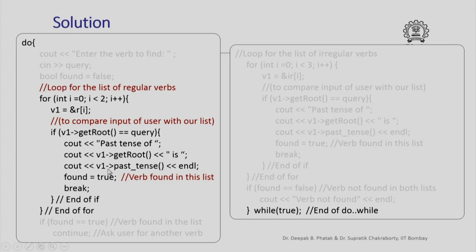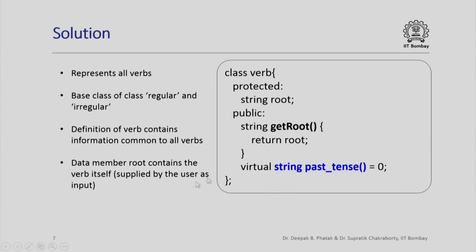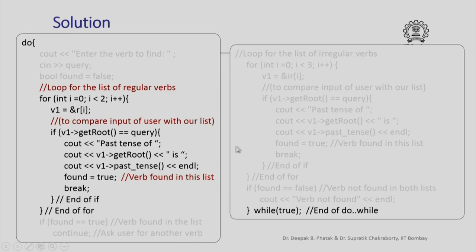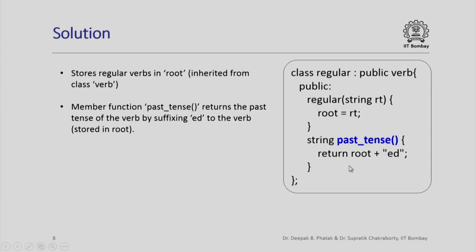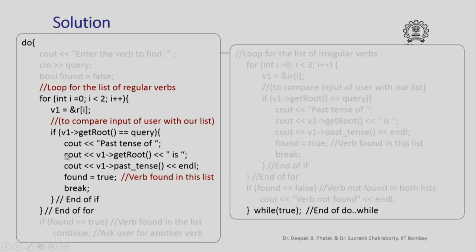Remember v1 is an abstract class in which past tense was declared as a virtual function. See this, past tense was declared as a virtual function. So when I say v1 arrow past tense over here, it is going to find out what v1 is pointing to. v1 is pointing to an object of the regular class, and so it is going to call past tense of the regular class. And what does past tense of the regular class do? It just returns the root concatenated with ed, so that is what it is going to return over here.